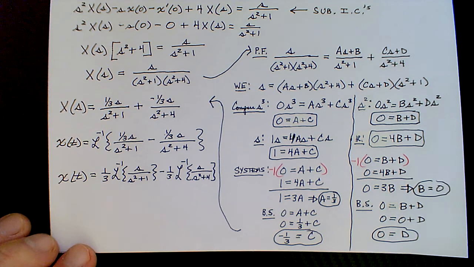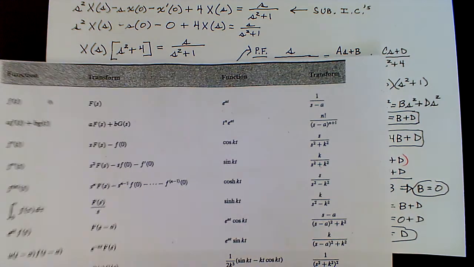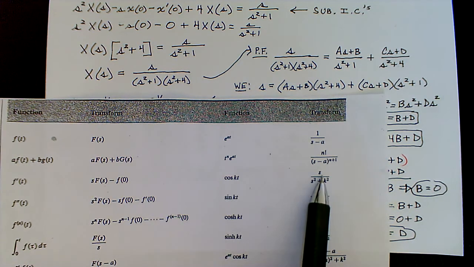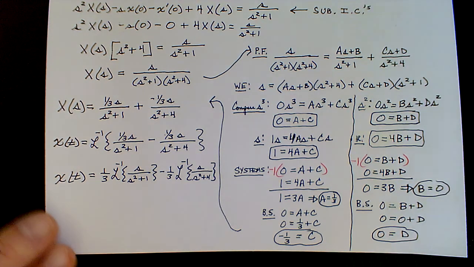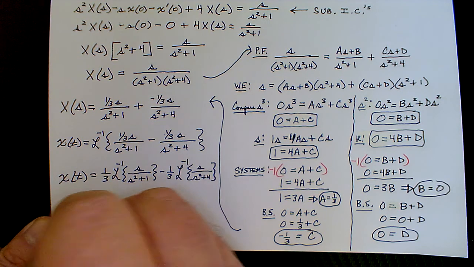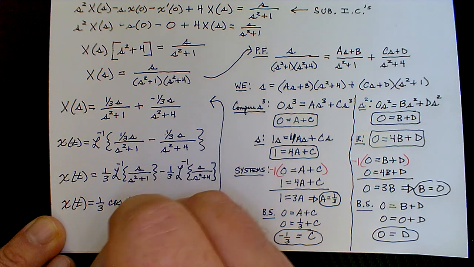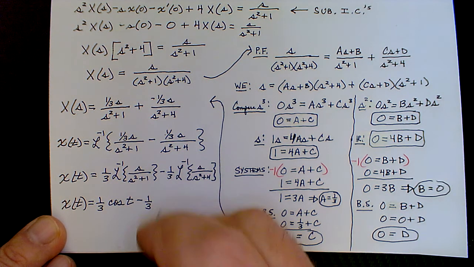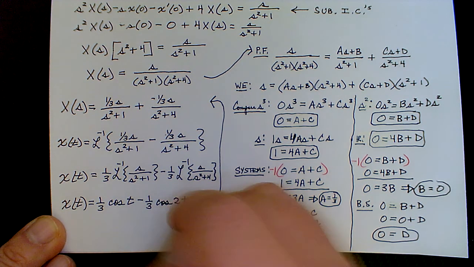And so finally, to our table, we have, okay, it's s squared plus k squared, which is cosine of kt with an s in the numerator, and that fits each of these. First one where k is 1, so x of t is 1/3 cosine of 1t, or just simply cosine of t. And then this fits the form where k is 2, and so 1/3 of cosine of 2t.